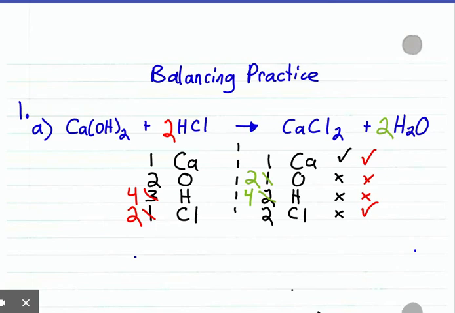So now we do a quick check. Our calciums match, our oxygens now are equal, our hydrogens are now equal, and our chlorines are now equal. So now that all 4 atoms have the same number on each side, our equation is balanced.